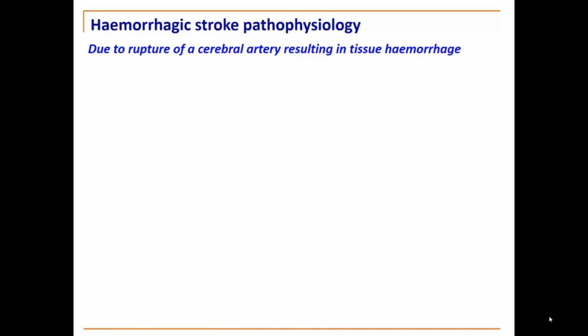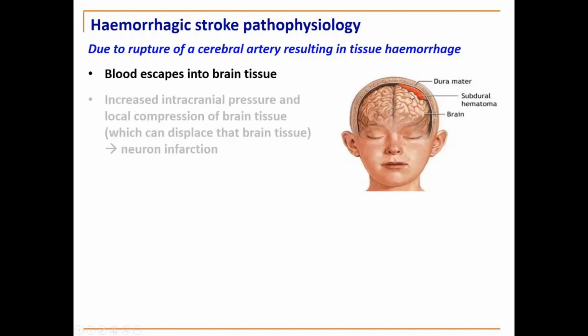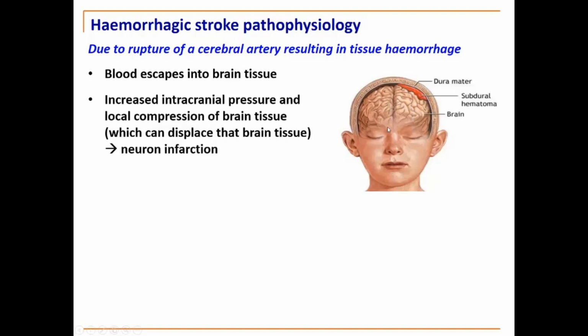And in hemorrhagic stroke, we've got it due to a rupture of a cerebral artery, which results in tissue hemorrhage. And so therefore the blood escapes into and around the brain tissue. So it's actually released onto that brain tissue. And it starts to compress that brain tissue and can displace that brain tissue. And that increased intracranial pressure that's occurred and local compression of that tissue can displace it, so push it to different places, leading to neuronal infarct.